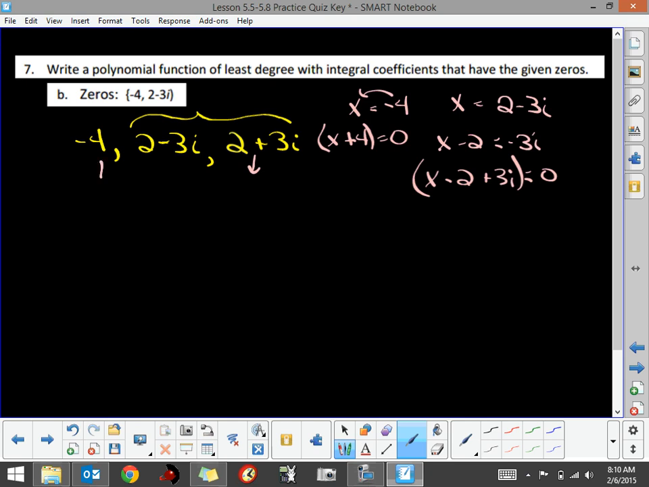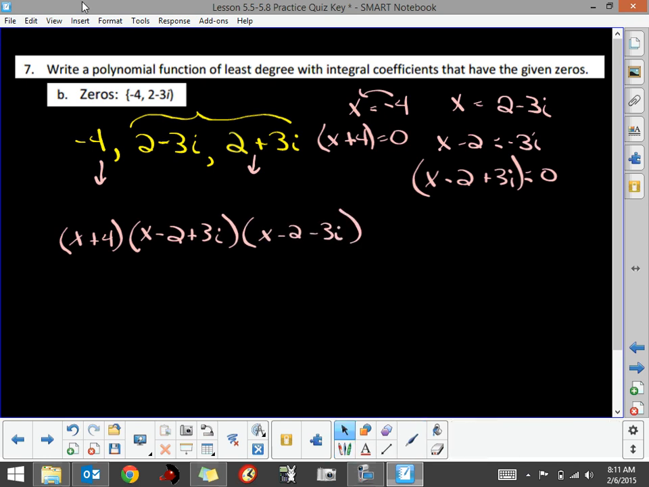So the other idea is, many people just say, just change it to its opposite. So if it's -4, make it an x plus 4. If it's a 2 minus 3i, then make it an x minus 2 plus 3i. Change both their signs to their opposite. And this will be an x minus 2 minus 3i. These are your factors, and you have to multiply them together.